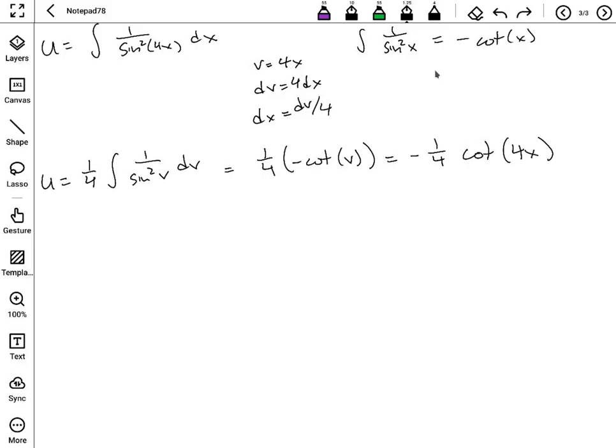And then cotangent, I'm pretty sure, is just 1 over tangent. I want to make sure that's right before I proceed. Yes, cotangent is 1 over tangent. It's not one of the hyperbolic or whatever. So since tangent is sine over cosine, this is just going to be the opposite. It's negative 1 over 4 cosine over sine.